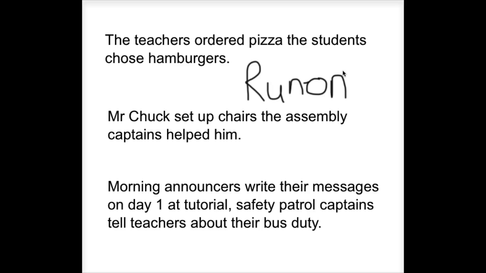So let's look at some of these run-on sentences. The teachers ordered pizza, the students chose hamburgers. 2 ideas in that sentence. Mr. Chuck set up chairs, the assembly captains helped him. 2 ideas in that sentence. Morning announcers write their messages on day 1 at tutorial. Safety patrol captains tell teachers about their bus duty. 2 ideas in that one as well.